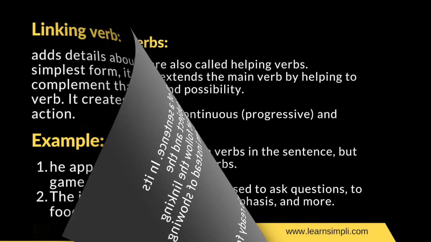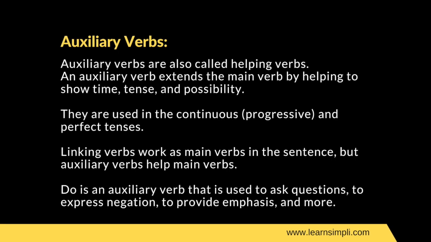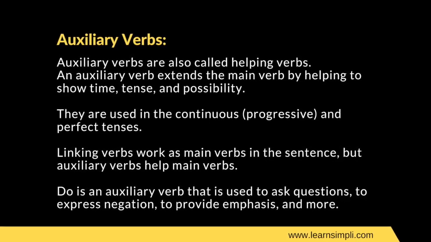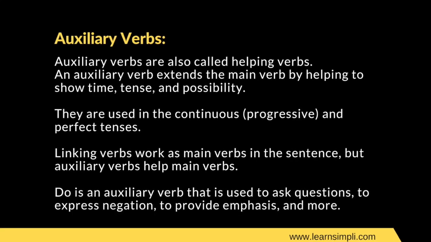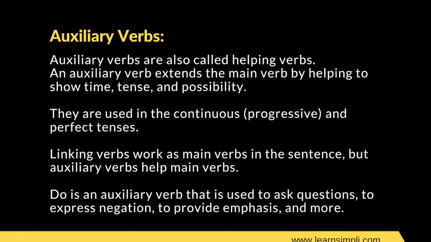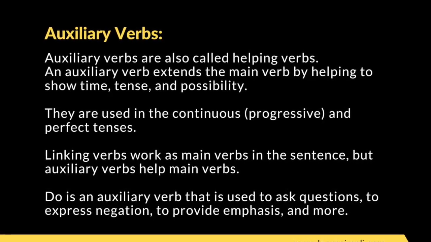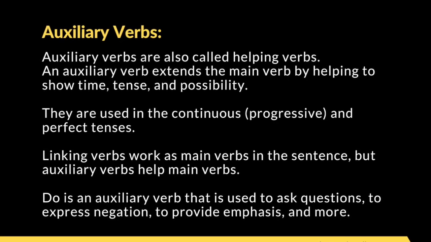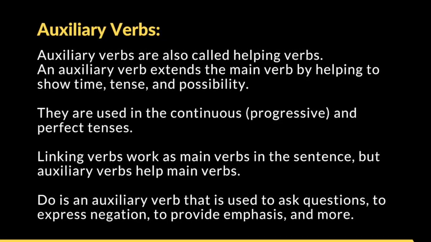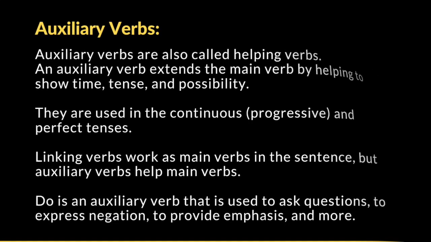You are happy. Auxiliary verbs are also called helping verbs. An auxiliary verb extends the main verb by helping show time, tenses, and possibility. They are used in continuous, progressive, and perfect tenses. Linking verbs work as main verbs in the sentence, but auxiliary verbs help in main verbs. Do is an auxiliary verb that is used to ask question, to express negation, to provide emphasis, and more.